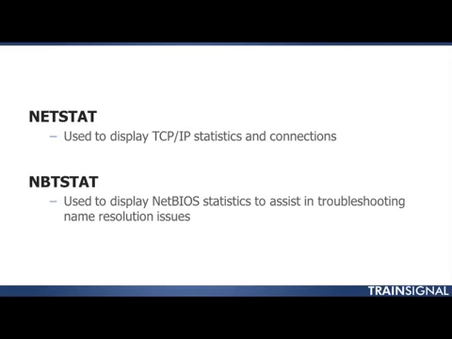And then we have another statistical-based utility. It's also a utility that's not used so much in today's networks, and I'll explain why in just a moment here, but it's NBTstat, and this is used to display something called NetBIOS statistics. And this has to do with statistics revolving around your NetBIOS names, which is why you don't see it used too much anymore, because NetBIOS names are not used that much anymore.